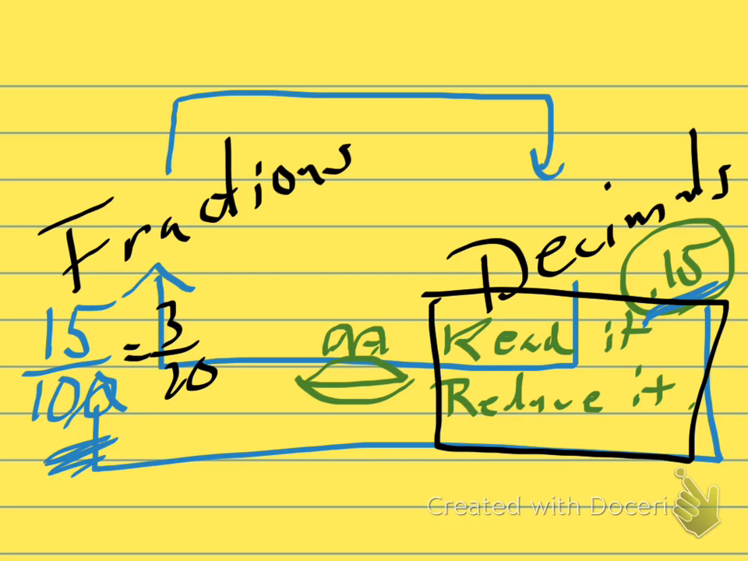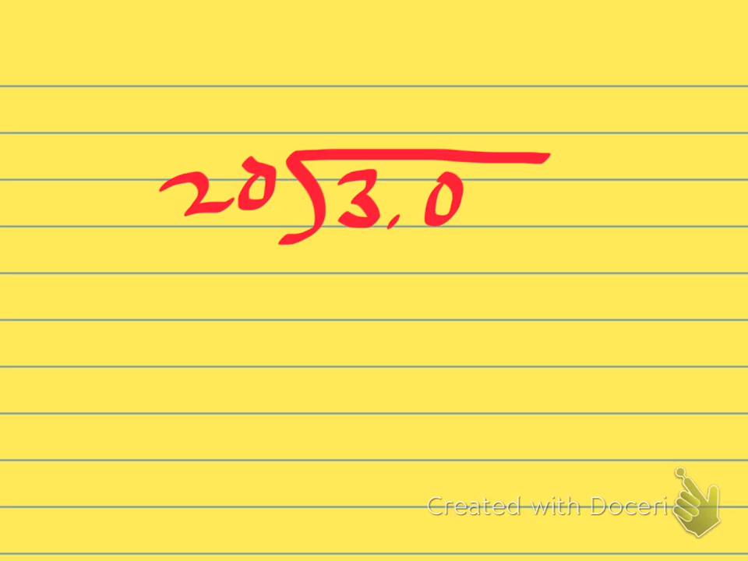So read it, reduce it is how we're going to change decimals into fractions. So how do we change a fraction then into a decimal? Divide it. Yep, you divide it. It's just a long division problem. So if you were unlucky enough to get a 3 out of 20 on a quiz, what's your grade? Well, all you got to do is take 3 and divide it by 20. Now, obviously, the big number is going to go out front. We know that. We're expecting that because 3/20 is a pretty small fraction.